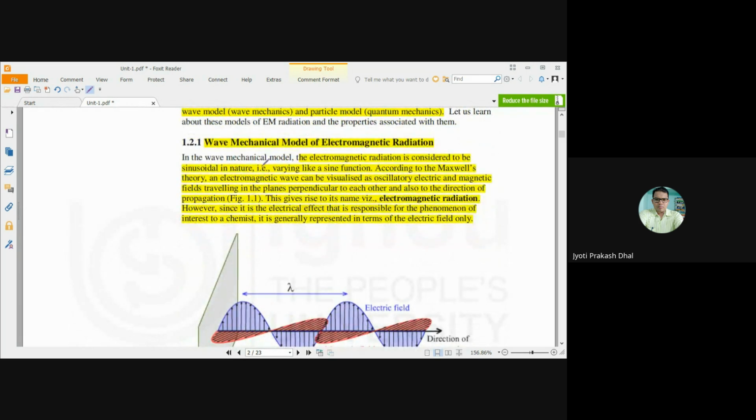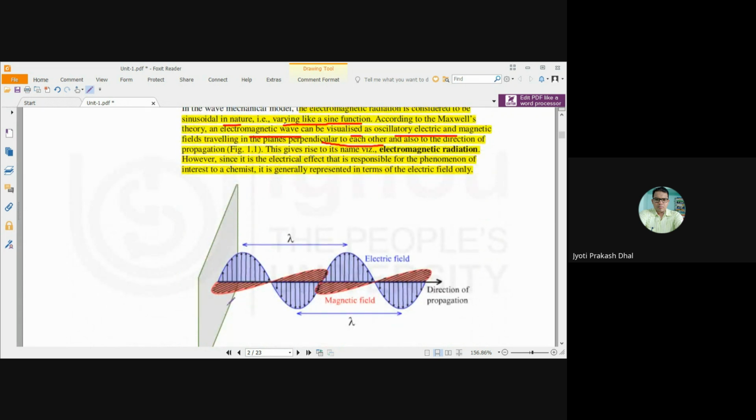Now coming to the wave mechanical model of electromagnetic radiation. So here we will discuss the wave mechanical model of electromagnetic radiation. You can see the electromagnetic radiation is considered to be sinusoidal in nature, just like the sine wave, varying like a sine function. Now, according to Maxwell's theory, an electromagnetic wave can be visualized as oscillatory electric and magnetic fields traveling in planes perpendicular to each other and also perpendicular to the direction of propagation.